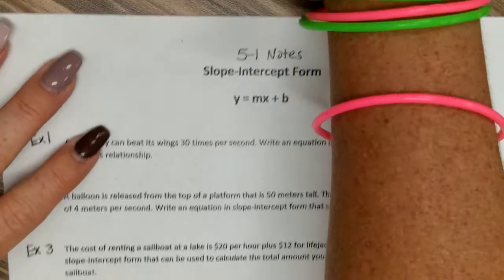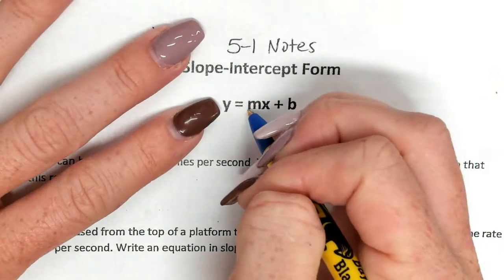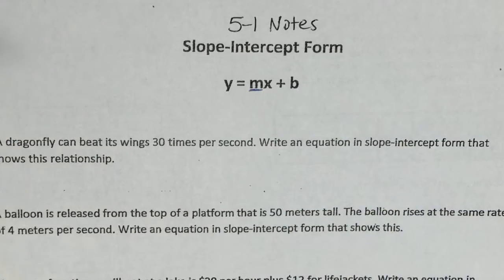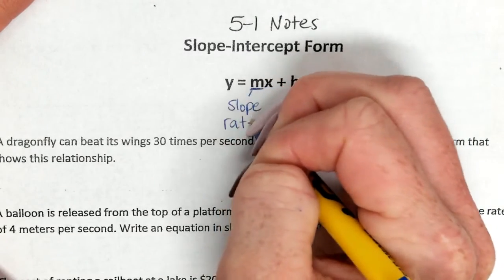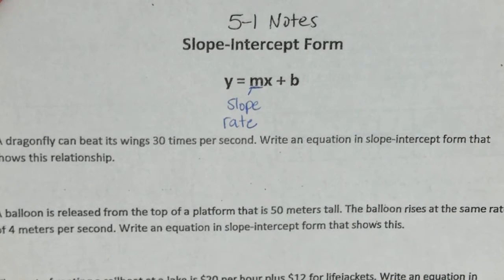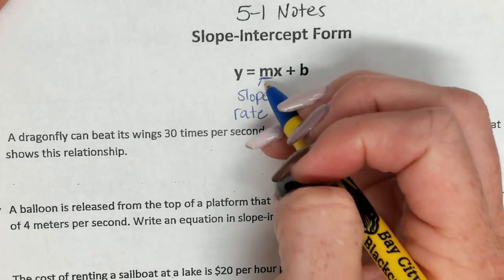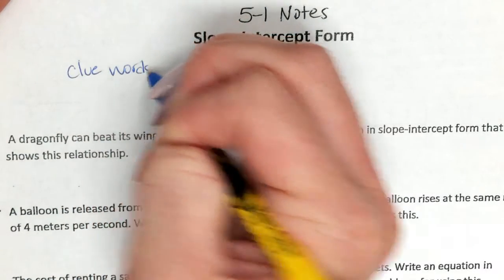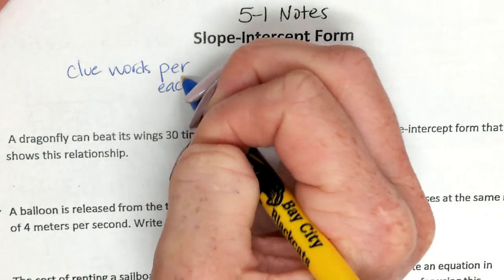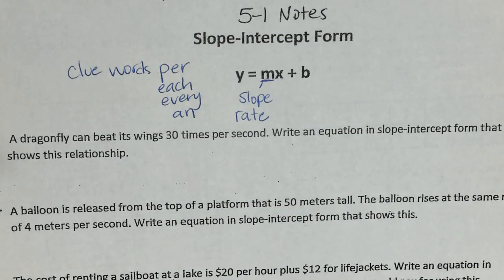So at the top of your notes, again, we're learning slope-intercept form. I want you to label, what does the M stand for? The slope and rate. Write it down. Okay, what are the clue words for slope and rate? Clue words: per, each, every, and an. So when you have a word problem, those are the words you're looking for.